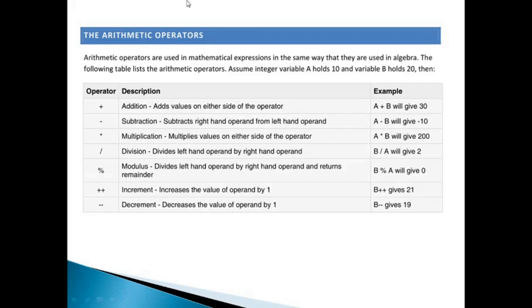You can see in these examples, like adding and subtracting the values, they perform their natural function. Suppose you want to divide, then the symbol is used. And for modulus, modulus means the remainder. Suppose 5 modulo 2 will give 1 in that case. And simple increment and decrement operators will add and subtract 1 from the variable.